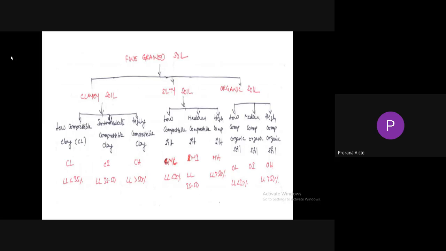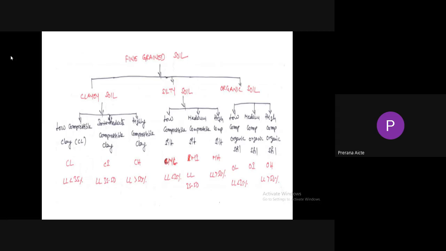If liquid limit is in between 35 to 50, it is called as intermediate compressible clay. Intermediate compressible clay, liquid limit is 35 to 50. If liquid limit is greater than 50%, it is called as highly compressible clay. Highly compressible, it will experience more settlement.